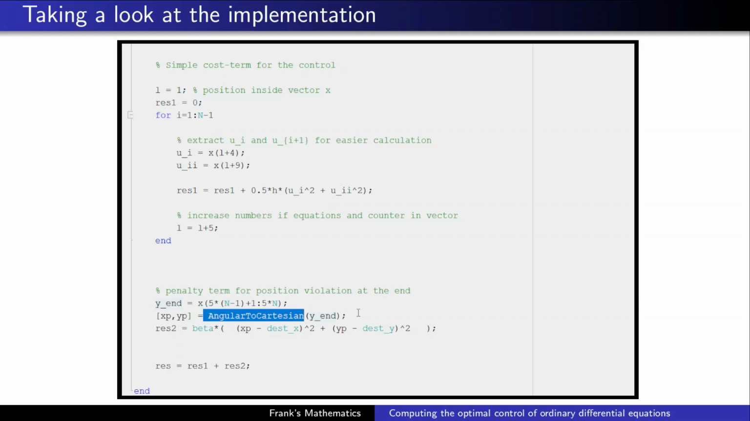This is done in the function angular to Cartesian, which is basically just the function g I introduced a couple of minutes ago. Once we have the position in the Cartesian space, we can just calculate the two norm difference of the desired state to the position of the pendulum, multiplied with beta, and you're done. In the end, we just have to sum up for a resulting value, which is just the L2 norm of u plus the penalty term. That's all you have to do to implement your objective function.